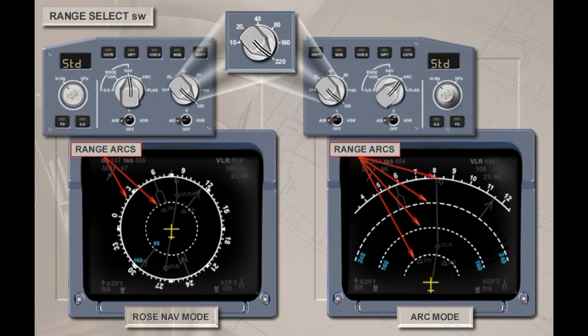The Range Select switch on the EFIS control panel selects the displayed range scale of the on-side nav display from 10 to 320 nautical miles. The selected range fills the screen. Therefore, in ARC mode, the viewable distance ahead of the aircraft is double that of ROSE nav mode. Also in ARC mode, there are 4 range arcs, each 1/4 of the selected range. In ROSE nav mode, there is only one inner range circle, which is 1/4 of the selected range, or half of the distance to the outer edge of the circle.